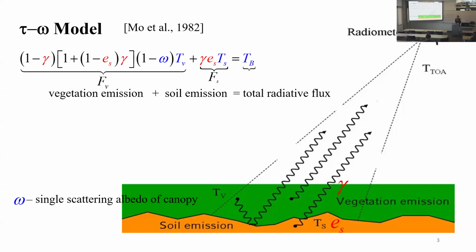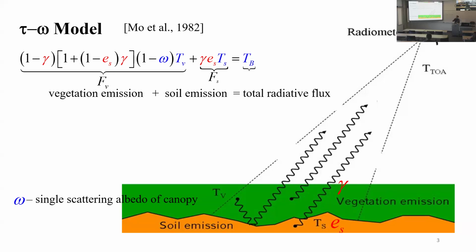how thick this canopy is, or how much water is in the plants, since water is a good absorber of radiation, especially at microwave. Then, omega is the single scattering albedo, a parameter characterizing the scattering process of radiation going through the canopy. So what we really need is the emissivity.